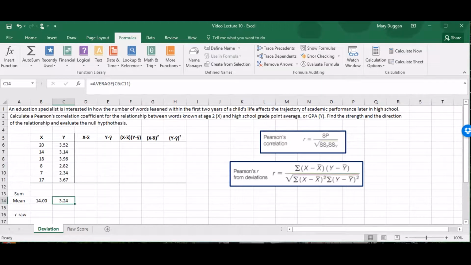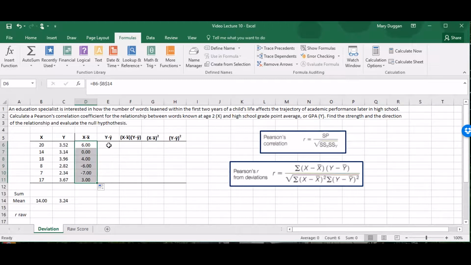The next step is to calculate the deviation scores. So I'll take this first x score of 20, and I will subtract the mean for x, which is 14. But because I'm going to want to subtract the mean from all of the x scores, I need to keep this second term constant. So I'm going to put a $ sign before the B and a $ sign before the 14, and that tells me every time I drag down this formula, it's always going to use the mean as the item to be subtracted. So the first deviation score is 6, and I can see very easily that 20 minus 14 equals 6, and I'm going to drag down to populate the rest of the cells.